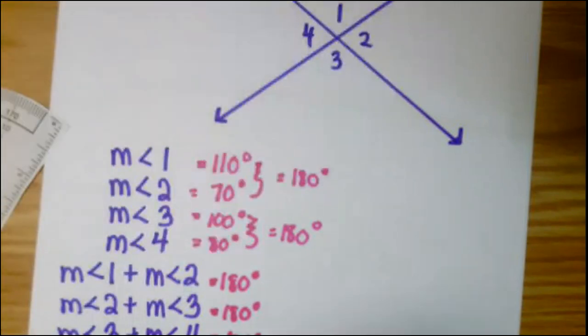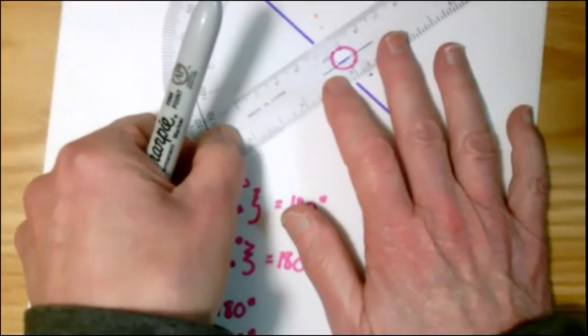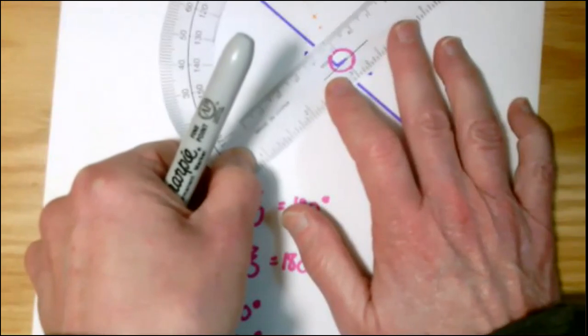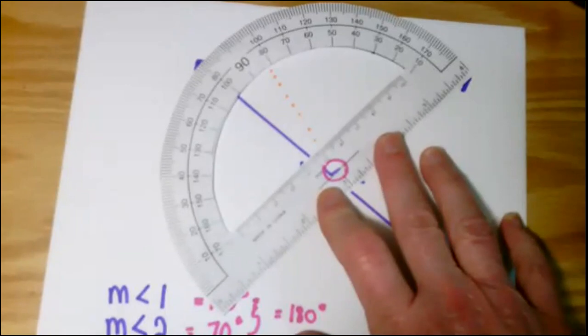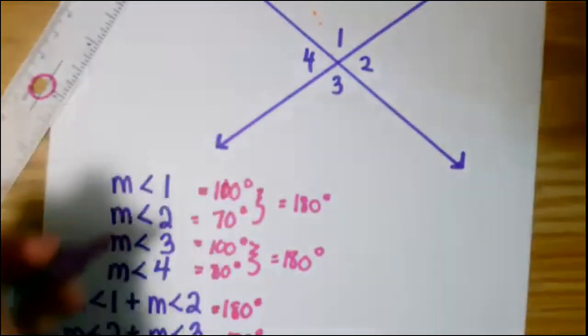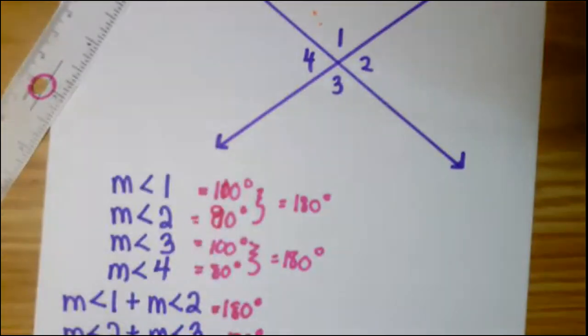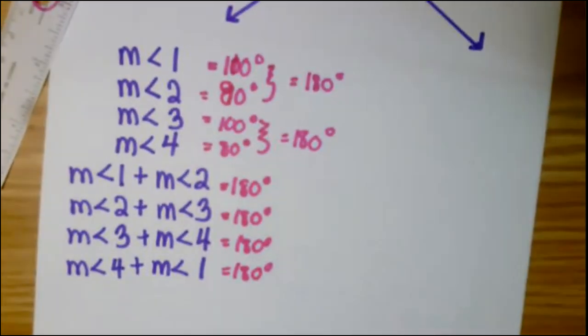I think that's what it was. Let's see what measure of angle 1 is again. It should be 100. I must have turned it wrong. Yeah, I turned it a little off. So it should be 100. So my measure of angle 1 should be 100, and my measure of angle 2 should be 80. There, I fixed it. So they should all equal 180, okay? This is my homemade protractor, so it's not exactly accurate.